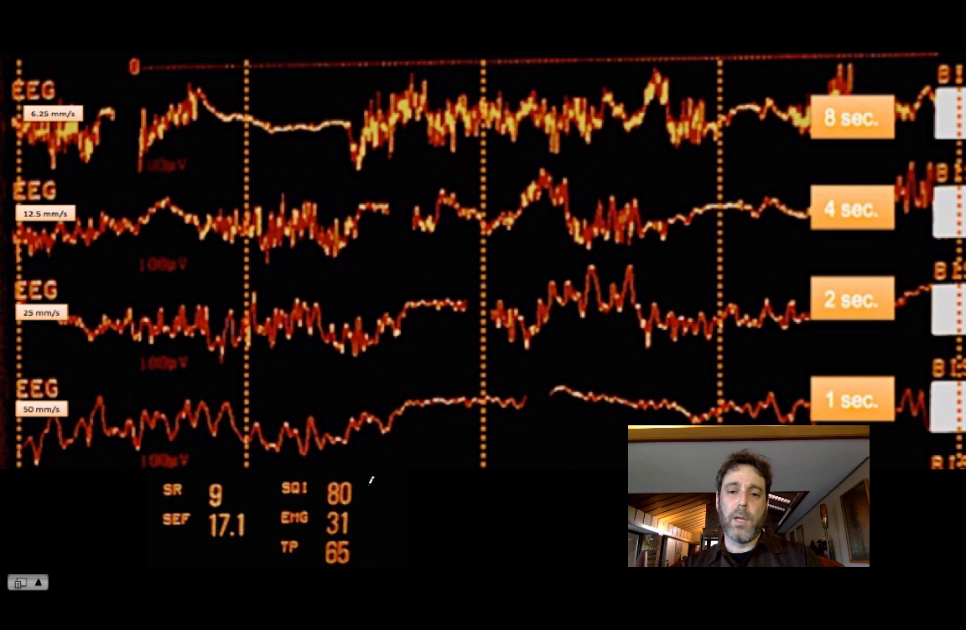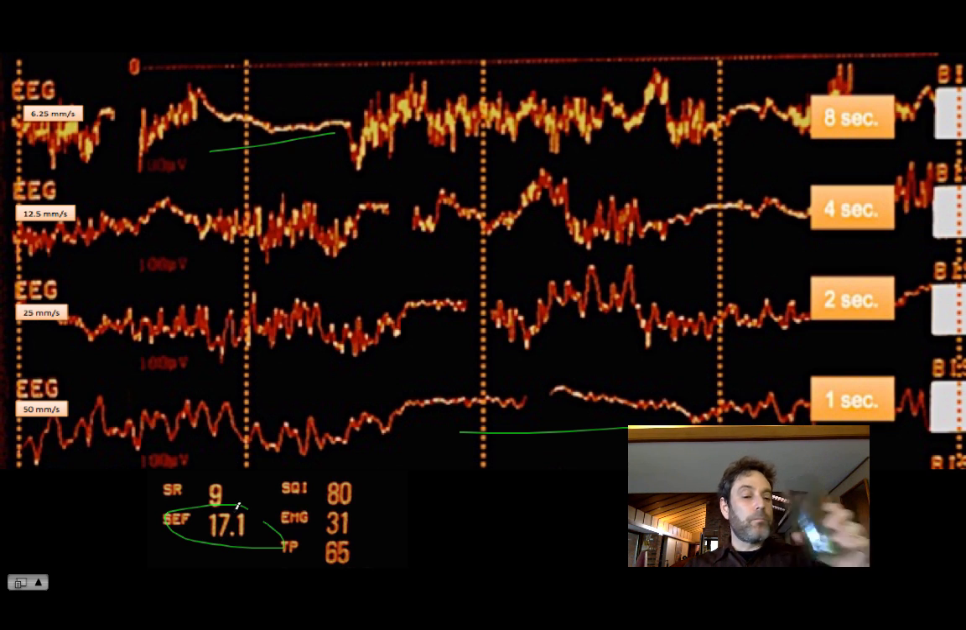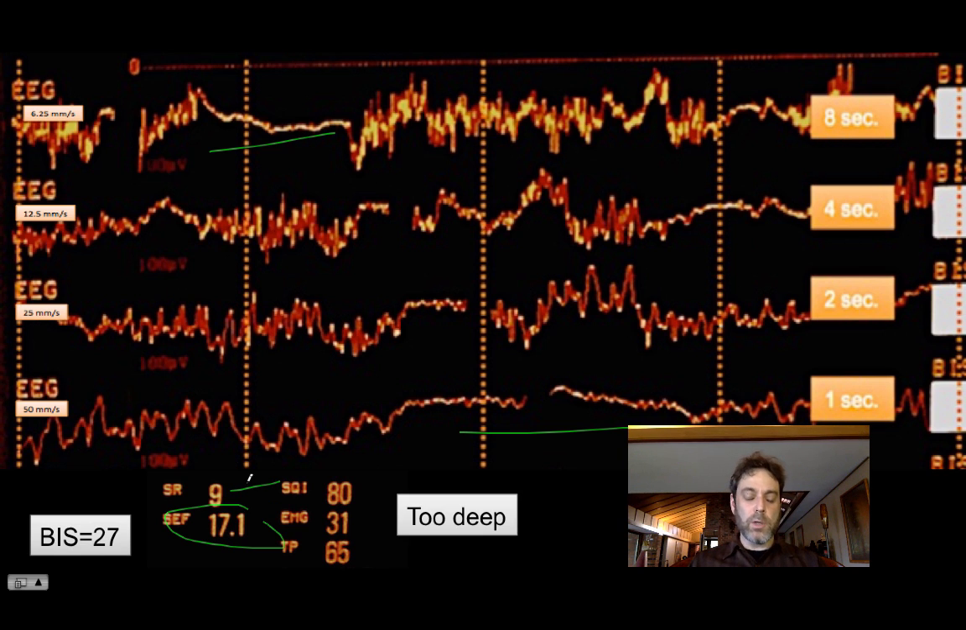Perfect. All right, now let's have a look at this one. Well, this one is very easy because as soon as you see suppression, you know this is too deep. And the spectral edge of 17 is misleading because the algorithm here doesn't take into account suppression, so it gives you wrong or misleading spectral edge frequency values. It just looks at the periods of burst and not the suppression. And you can see even there it's showing us suppression of 9, so deep, too deep. And the BIS is 27, which is concordant, so there's concordance between the BIS and our clinical impression.